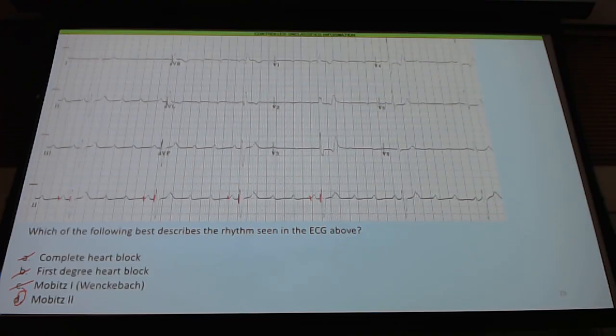But this is just a 3-to-1 conduction, so you have to have 3 P waves for every 1 actual conduction QRS. So kind of think of it as you have 2 dropped beats followed by an actual beat. So, I would read this as a Mobitz 2 heart block EKG.